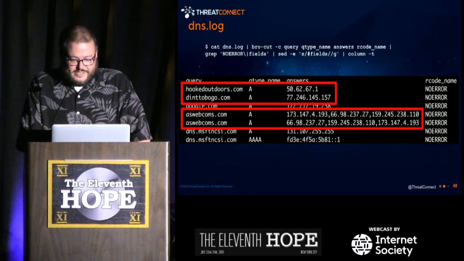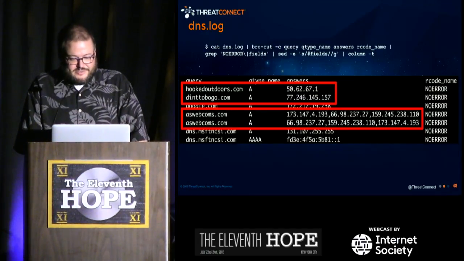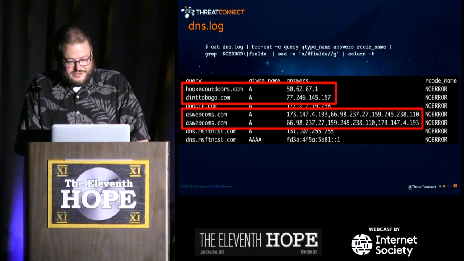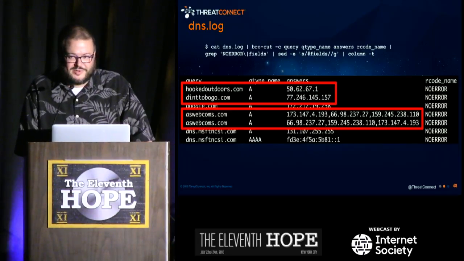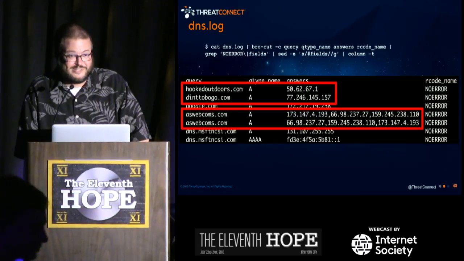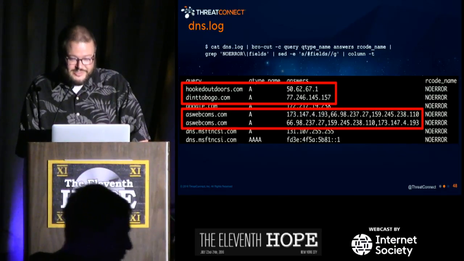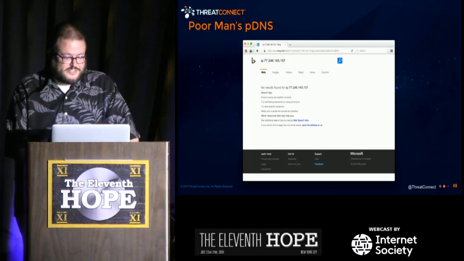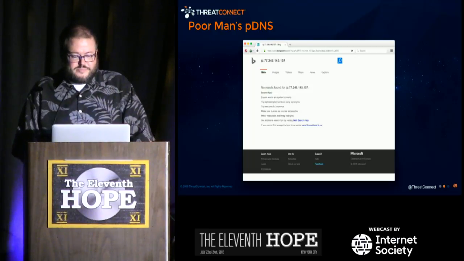So let's move on and look at the rest of the DNS log. We've got the hooked outdoors, and then we have dinttobogo.com and then aswebcoms.com. If any of you are hardcore malware analysis or threat intel people, you know exactly what we're looking at here. But we will get there. So we're going to look at the next IP address.